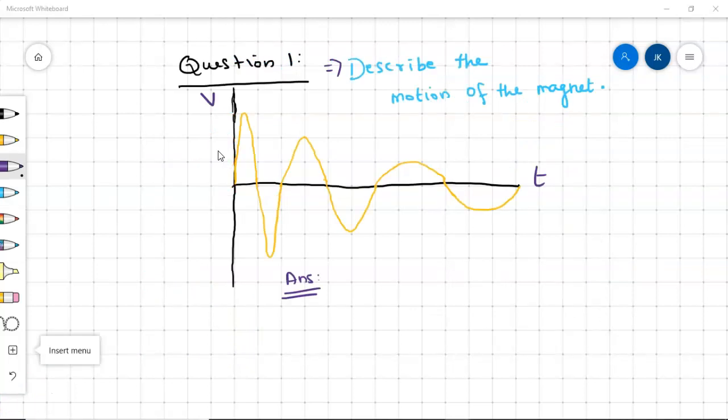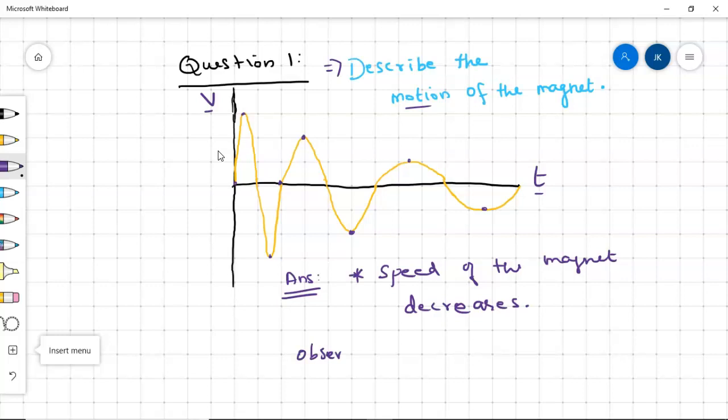Here is question 1. Describe the motion of the magnet. Here is a voltage-time graph. You can see the waveforms. Here you can see the maximum voltage, and the voltage is being reduced. Here it is the lower voltage. The voltage is changing, decreasing. That means the speed of the magnet decreases.